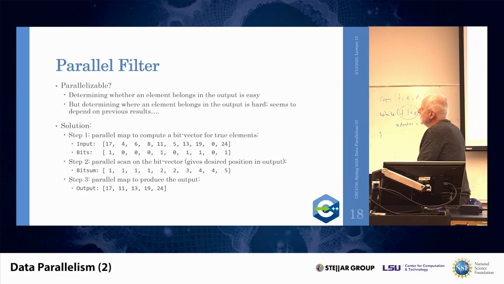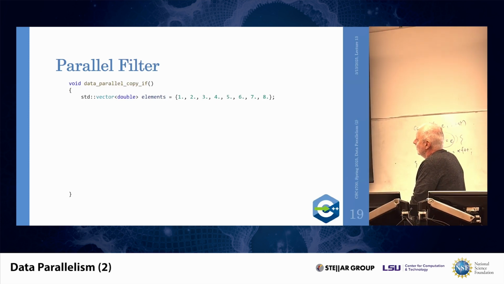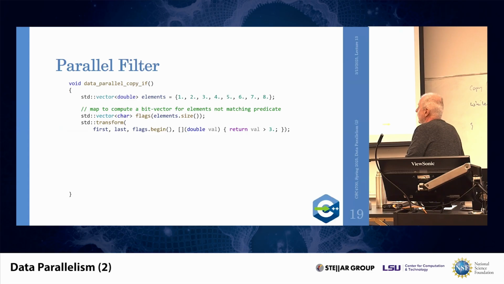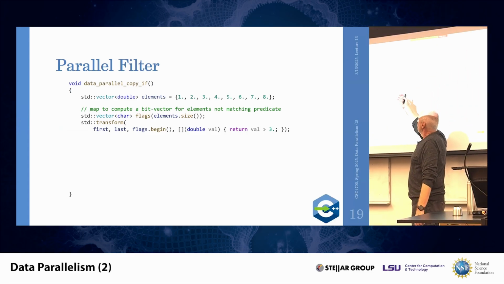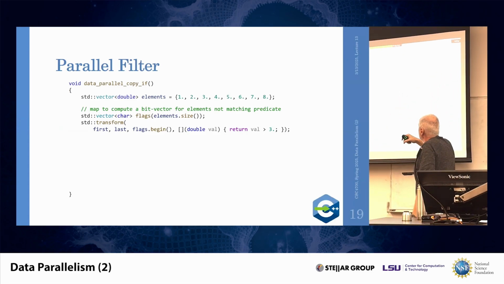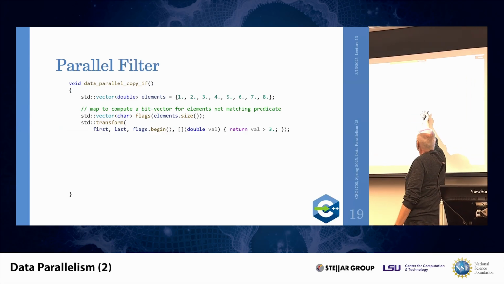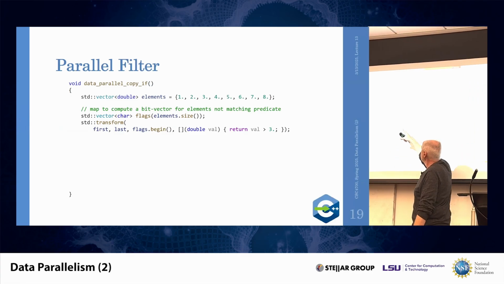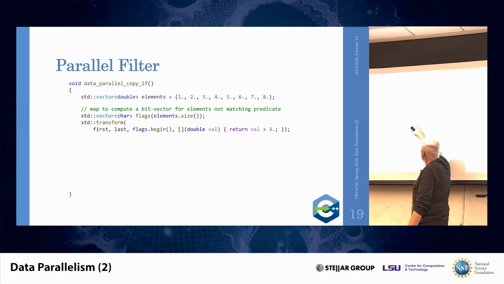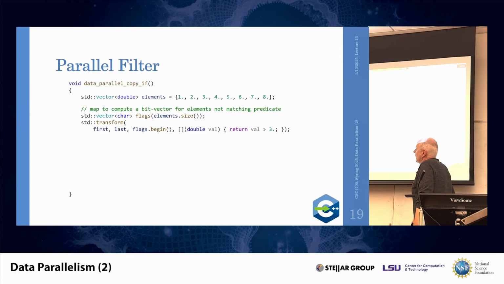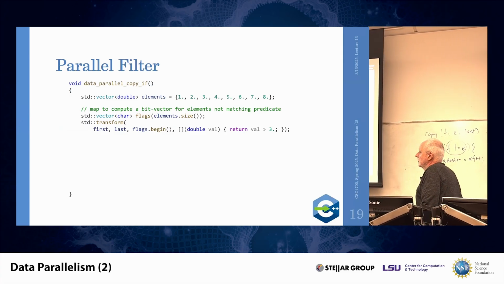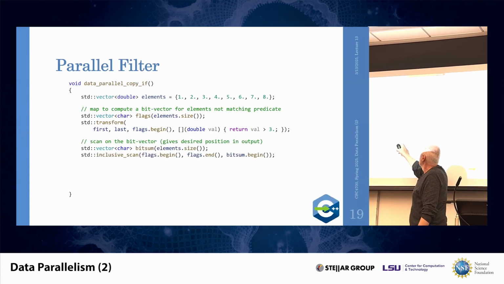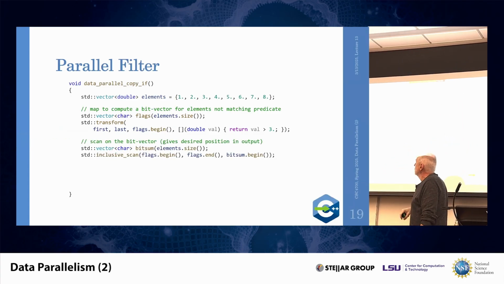So just as an example, we map by calling transform and create an intermediate vector of flags that will tell us whether a certain predicate is true or not. So after that step, the flags will contain 0 or 1, depending on whether the current element belongs to the output sequence or not. Then we do an inclusive scan over the flags, put the results into another vector.